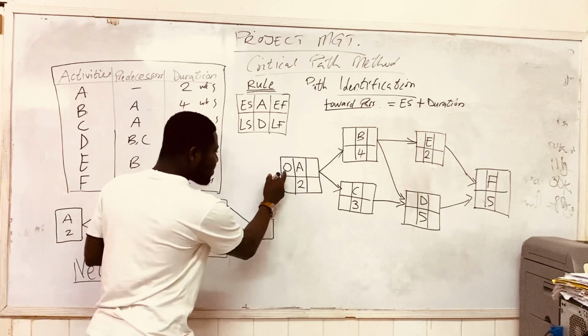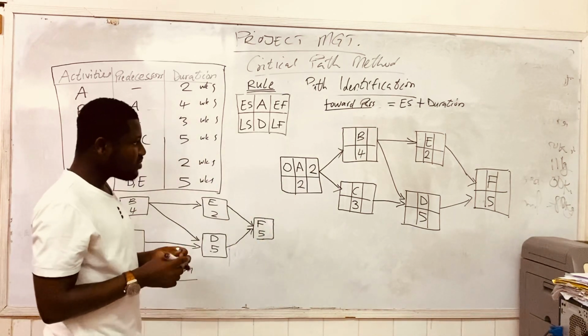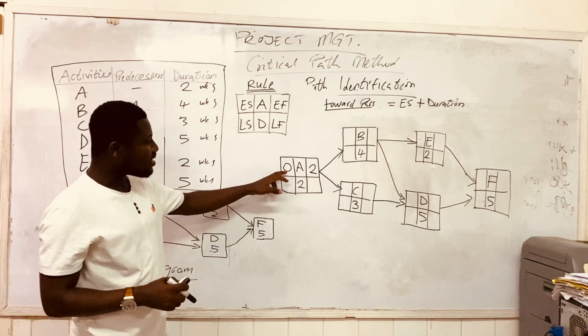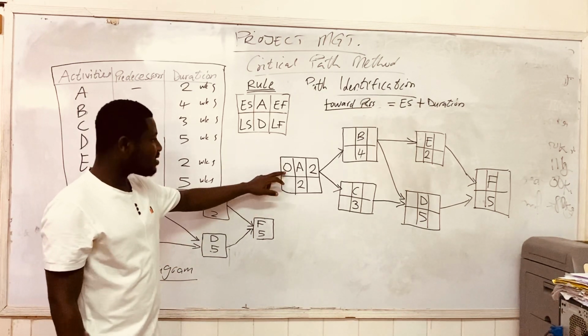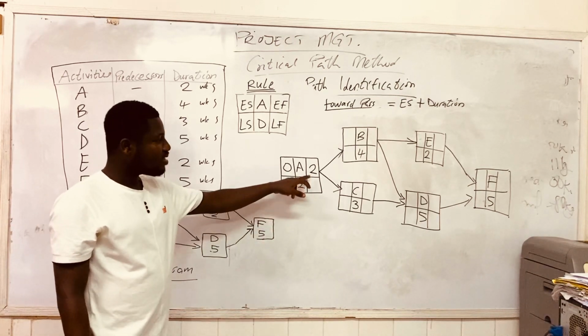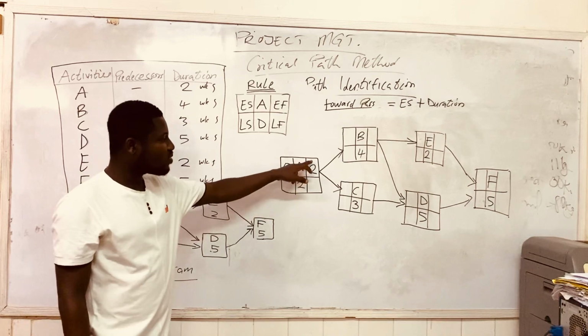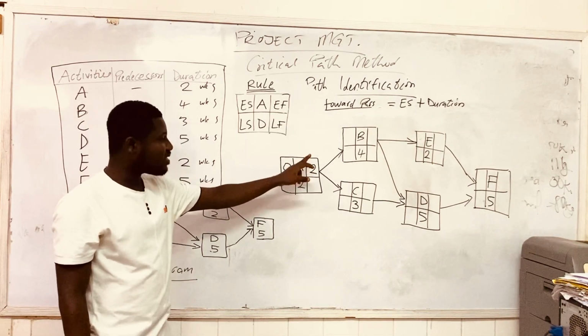So 0 plus 2 is 2 here. So activity A has 0 start time, or earliest start 0. It has duration of 2 weeks, and so 0 plus 2 is going to give us our forward pass, which is our EF, the earliest finish, of 2.